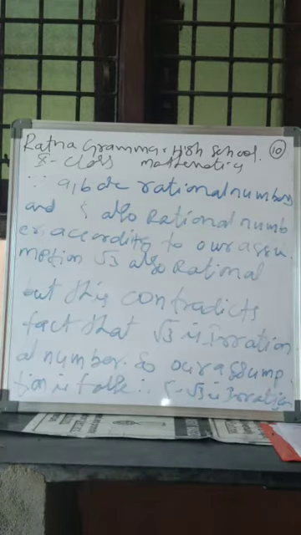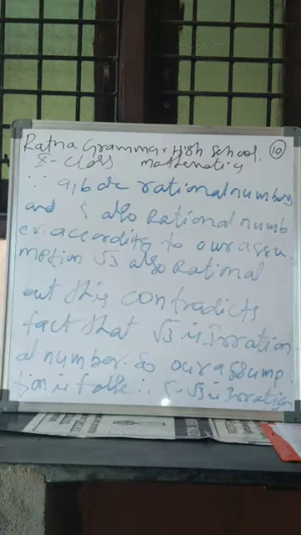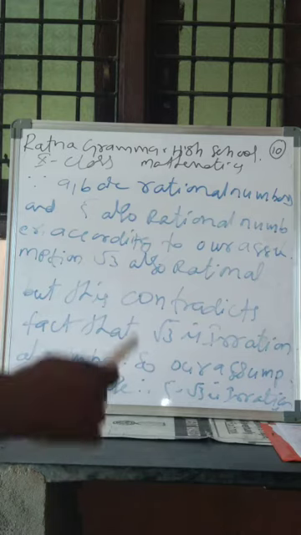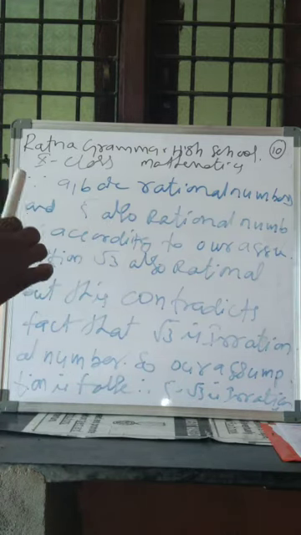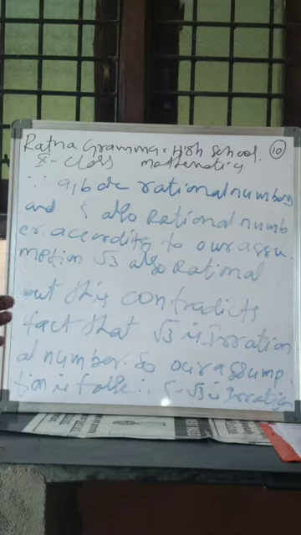5 minus a by b is equal to root 3. Here a, b are rational numbers and 5 is also a rational number. So according to our assumption root 3 is also rational, but this contradicts the fact that root 3 is an irrational number. So our assumption is wrong. That's why 5 minus root 3 is an irrational number.